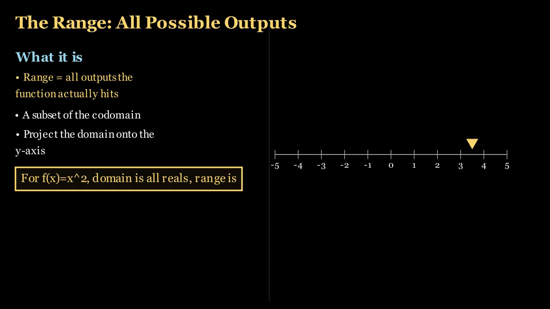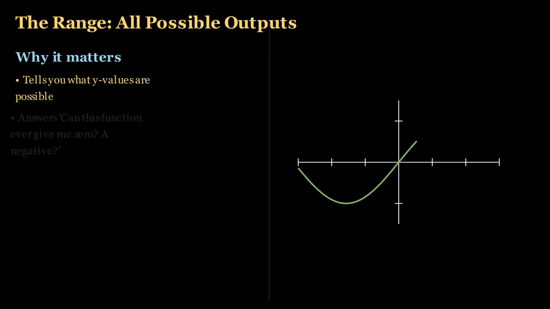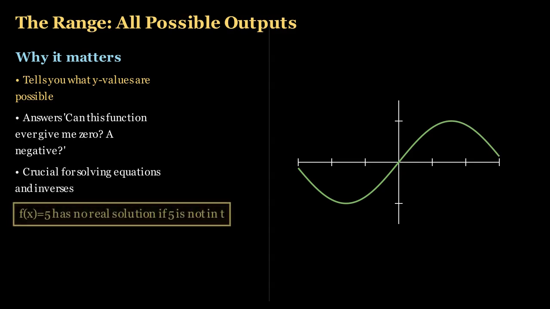Why do we care about the range? Because it tells you what a function can and cannot do. If you're solving an equation like f of x equals 5, the range instantly tells you whether a solution even exists. If 5 is not in the range, you can stop looking. It also helps you understand the function's behavior. For example, knowing that the range of x squared is only non-negative numbers tells you that squaring a real number never spits out a negative. This is a powerful check. Later, when you study inverse functions, the range becomes the domain of the inverse. So understanding the range is like knowing the function's true reach.